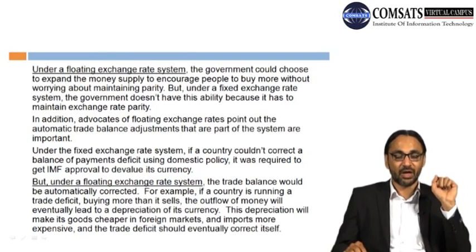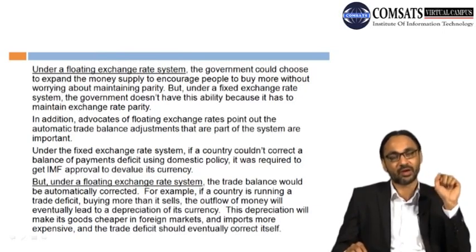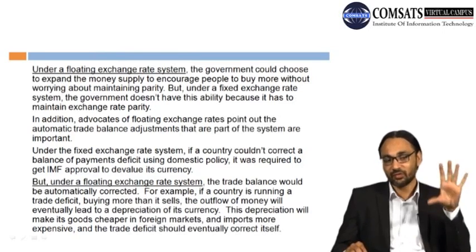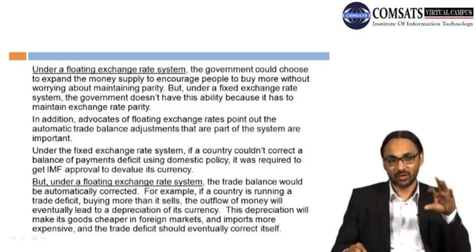For example, a country is running a trade deficit, buying more than it sells. The outflow of money will eventually lead to a depreciation of its currency. And this depreciation will make its goods cheaper in foreign markets and imports expensive, and the trade deficit should eventually correct. These are the benefits under the floating exchange rate. The trade balance would occur automatically because of the free exchange rate.